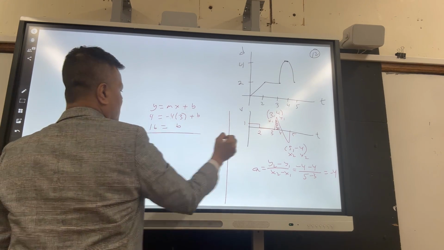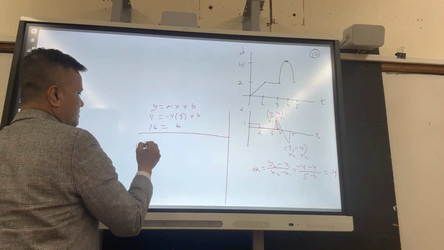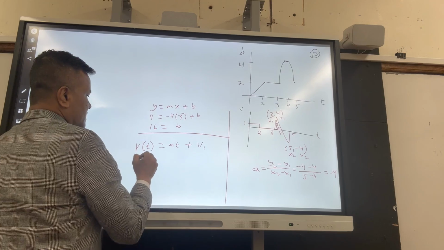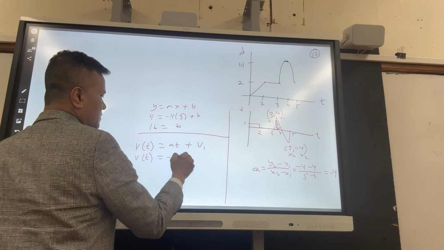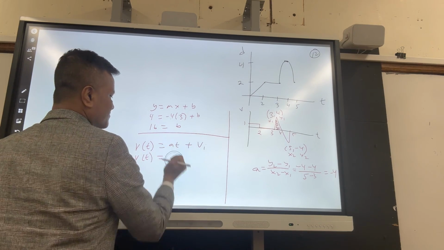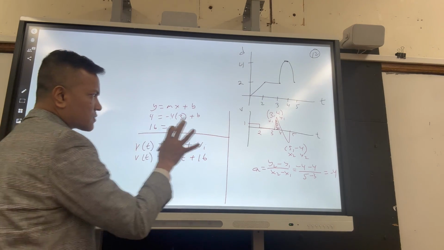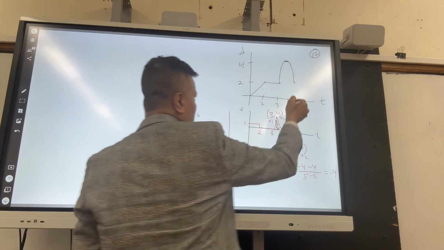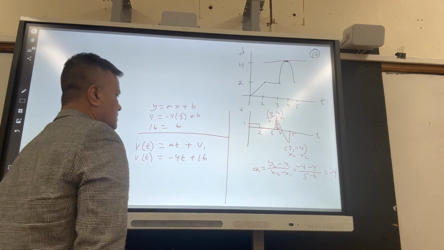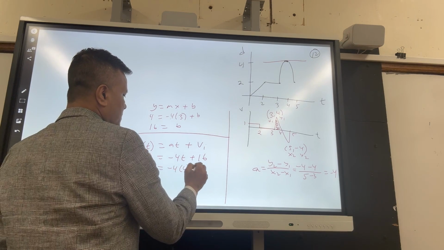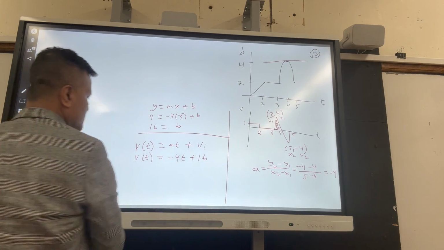16 is b. Now you want to find v of t equals at plus vi. At is negative 4t, so negative 4t plus 16. Now at what location do you know the velocity for sure? At the first second, velocity is 0. If you put 4 over here, it gives you negative 4 times 4 plus 16. Velocity is 0. That means this is a good equation.